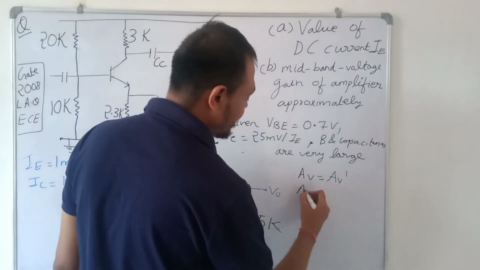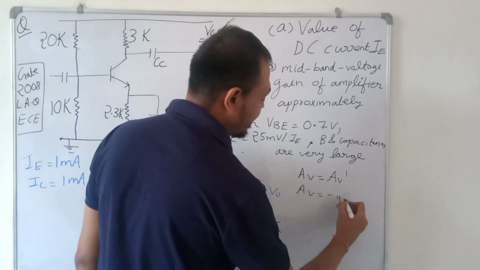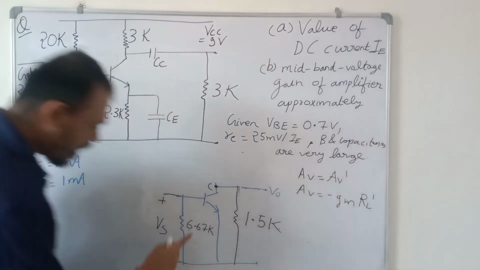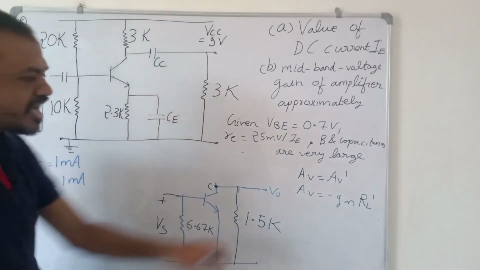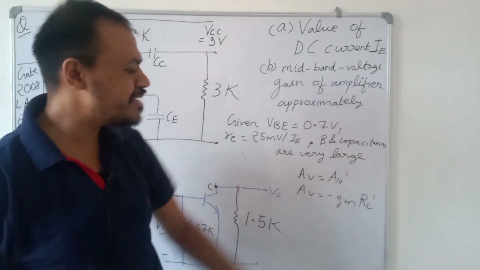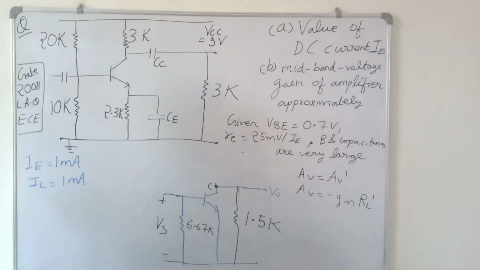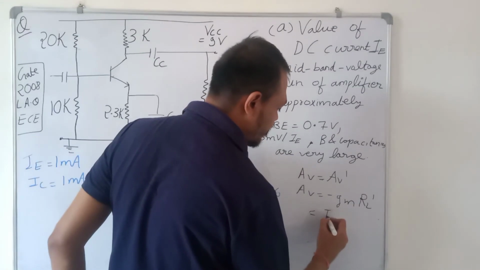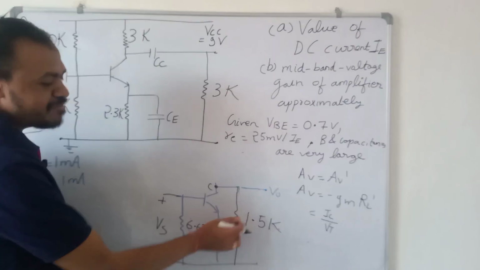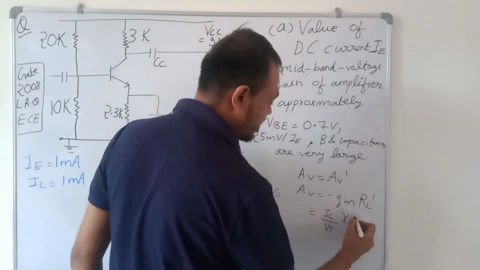So AV will be equal to minus GM into RL dash. Because all the resistances are in shunt, AV will be equal to AV dash, and AV dash is minus GM RL dash. The value of GM is IC upon VT, and RL dash is 1.5K, so into 1.5K.